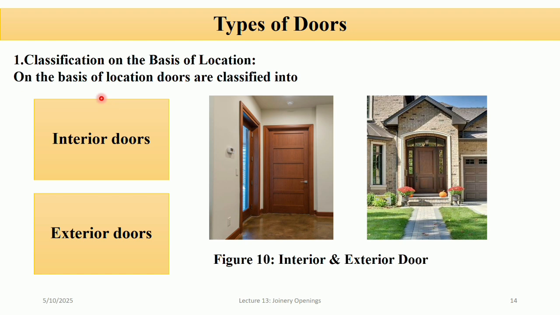An interior door, also called an internal door, is a door located inside a building that separates rooms or spaces. An exterior door, also called an external door, is a door that provides access between the inside of a building and the outside environment.